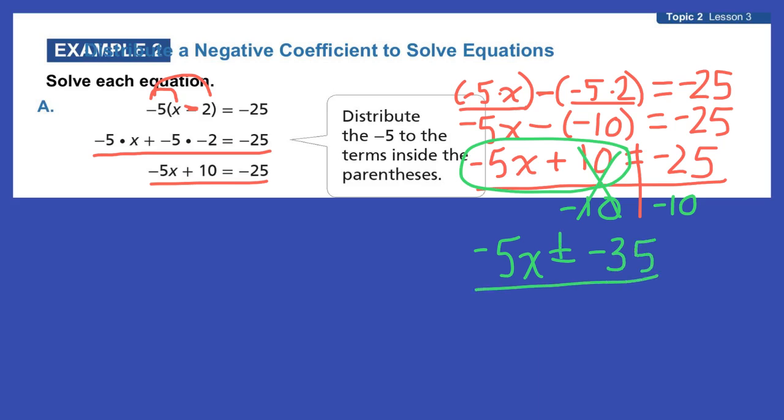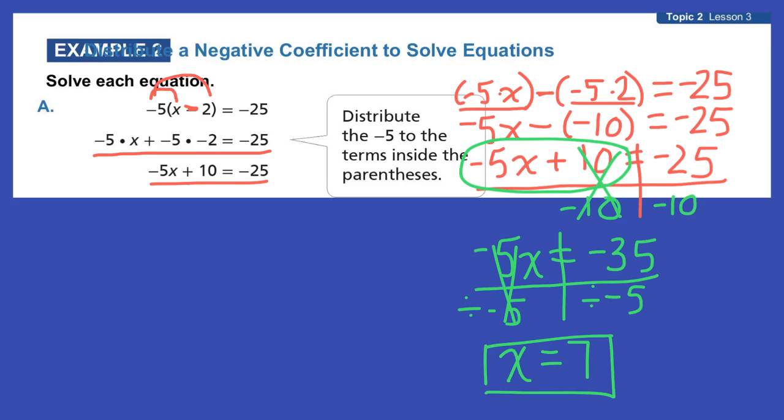Last step, I'm going to isolate my variable. The opposite of multiplying by negative 5 is dividing by negative 5, and 1x equals positive 7. So I want you to be really careful. When you have a lot of negativity, subtracting a negative number, you might want to do keep, change just to simplify things.